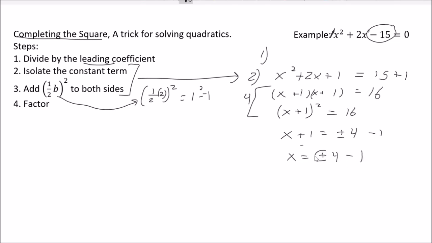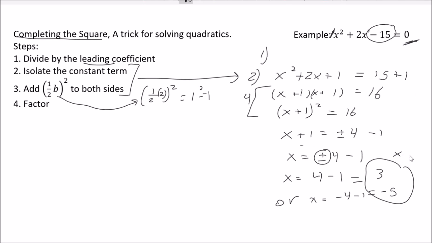We have to be a little bit careful with that symbol. Okay, here's how we use it. So this turns into x equals 4 minus 1, or x equals negative 4 minus 1. And we're going to compute both of those out. So 4 minus 1 is 3, negative 4 minus 1 is negative 5. Since that was set equal to 0, we have just found the x intercepts.